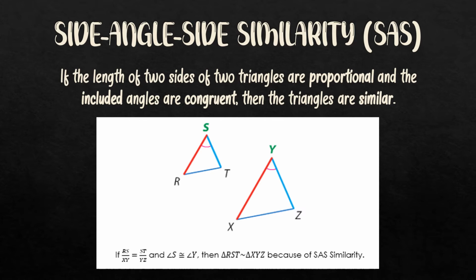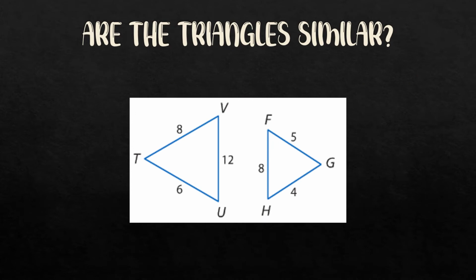So we're just going to look at some problems deciding whether or not they are similar by one of these 3 reasons. If so, which reason? We'll write a similarity statement, and if not, we'll explain why. So in this picture, we have 2 triangles. We can see that all 3 sides are given. You can't jump to the conclusion side, side, side. You have to make sure that they are proportional. So we're going to check for proportionality.